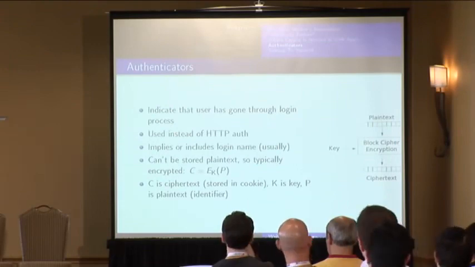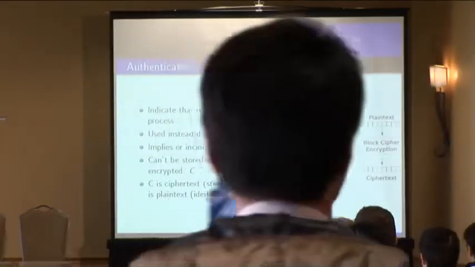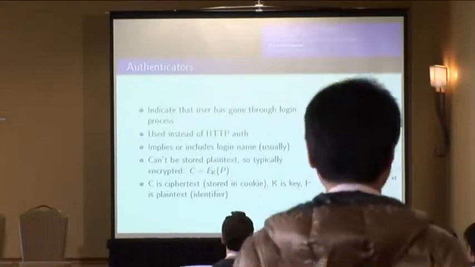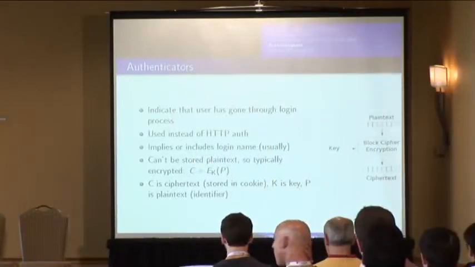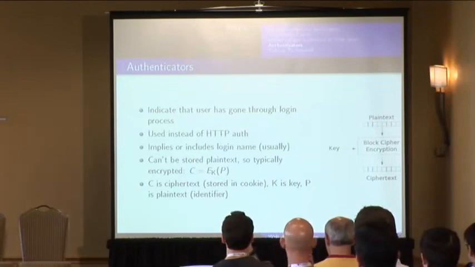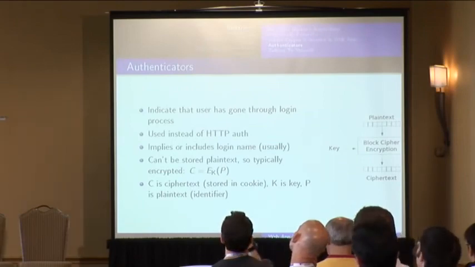Usually an authenticator is just the blanket name I give to anything that indicates that the user's gone through the login process. It's used generally instead of HTTP auth. It could be a session, could be a cookie, blah, blah, blah. It doesn't really matter. If it goes to the client side and it comes back and that tells the system that you're authenticated, then it's an authenticator. It usually implies or includes the login name. It can't be stored in plain text, so typically it's encrypted.